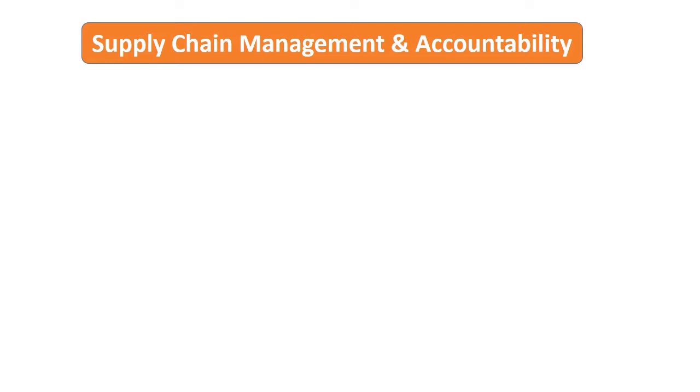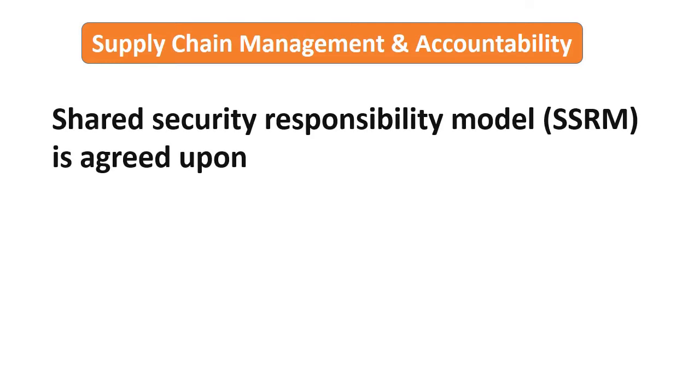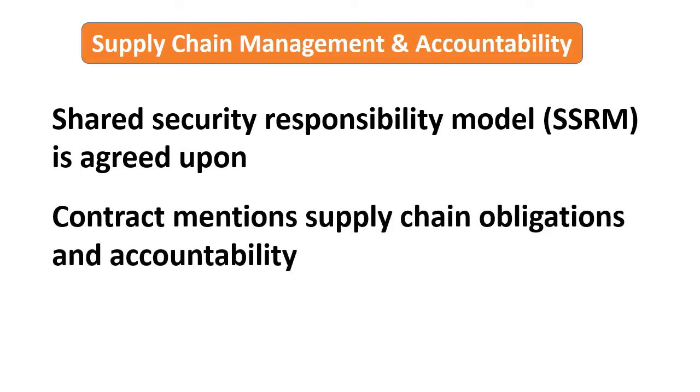Point number 8, supply chain management and accountability. Cloud security is always a shared responsibility. Ensure a shared security responsibility model document between the cloud service provider and the cloud service customer is agreed upon, explicitly detailing each specific service based on the cloud service model. Shared security responsibility model document should clearly mention the entire supply chain and their obligations and accountability.